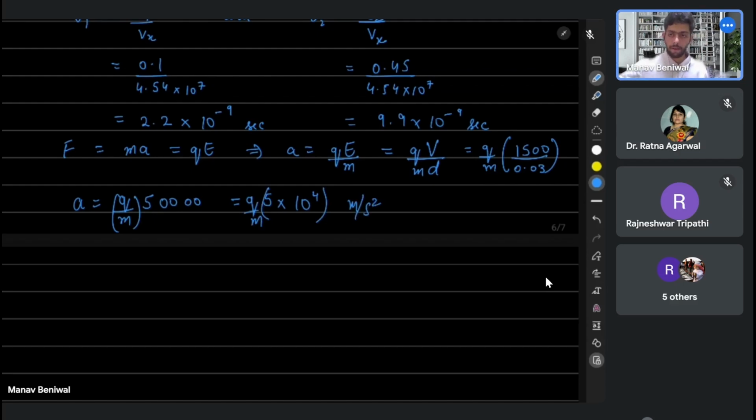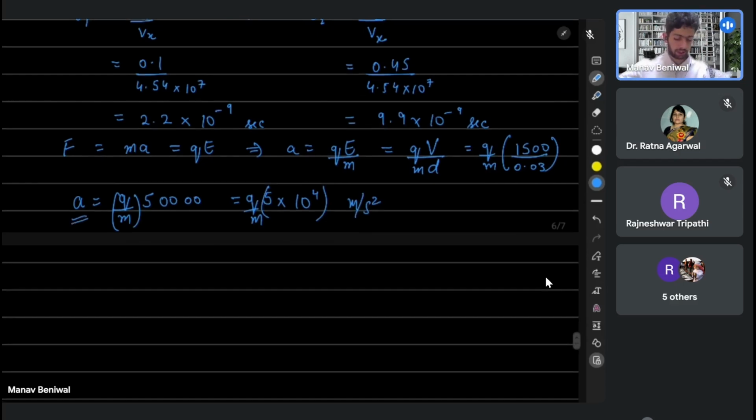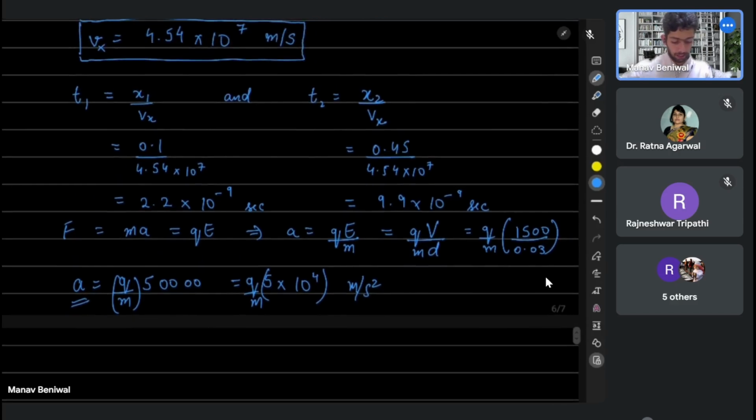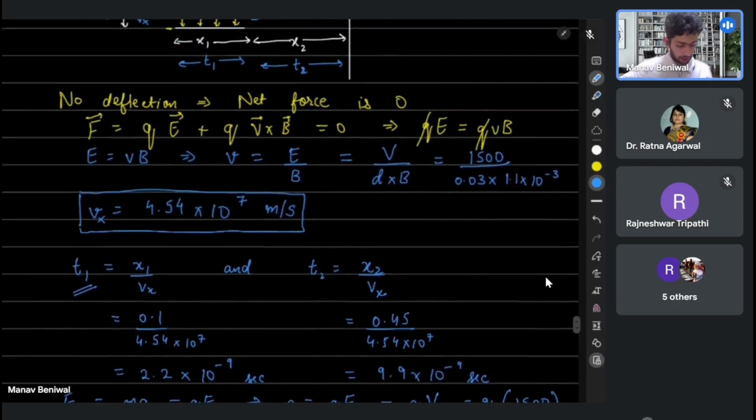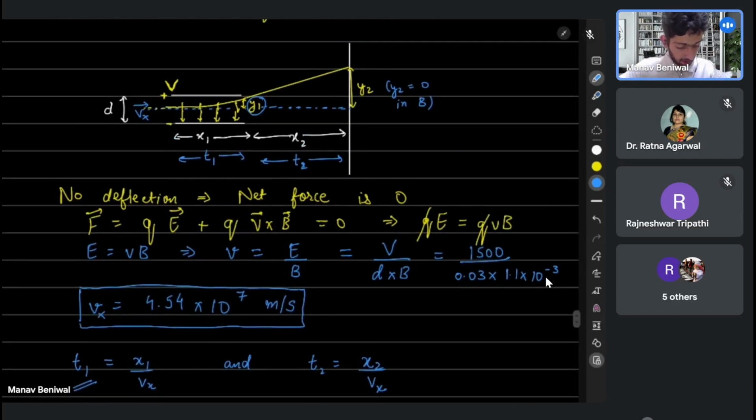Okay, now we know a, the acceleration, and we know the time t1 for which the particle is being accelerated, and what we want to know is the displacement y. We also know the initial velocity in the y direction, that is 0. In the figure you can see that the particle is moving horizontally. There is no vertical velocity that the particle has here. So initial Vy, or let's call that Uy, is 0.